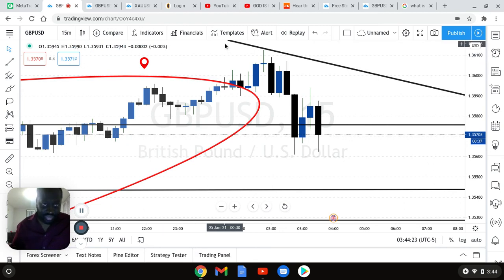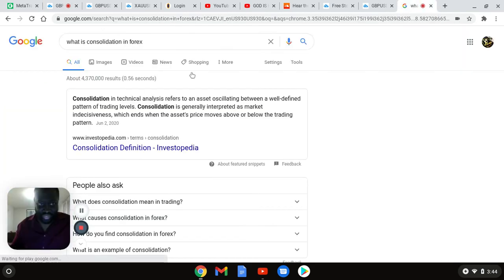So this is price consolidation. Once again, let's go to the definition. Consolidation in technical analysis refers to an asset oscillating between a well-defined pattern of trading levels. Consolidation is generally interpreted as market indecisiveness, which ends when the asset's price moves above or below the trading pattern. Think of it as the buyers and the sellers can't make a decision.